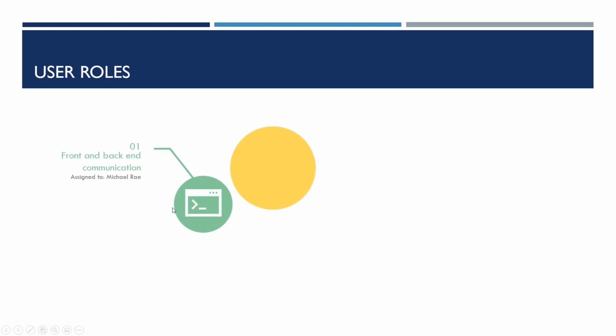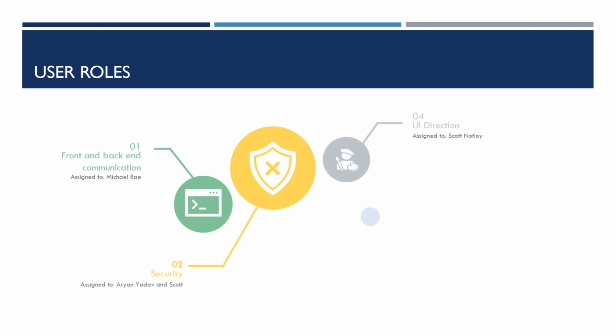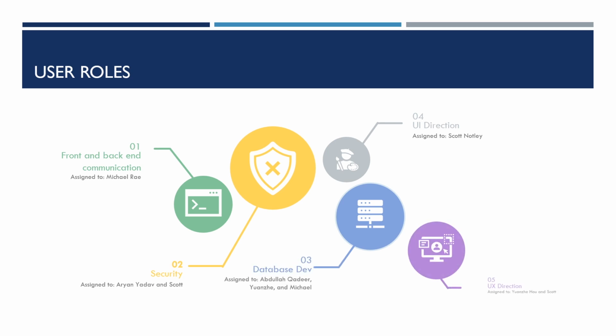With allocating our roles, Michael was assigned front and back end communication, as he reflects a strong suit in technical skills. Security of the application is assigned to Ian and I, as we both reflect good knowledge of basic data and network security. Next is database development, and we have allocated Abdullah, Yuanzi, and Michael as database development, as outlined in our story points, a crucial task.